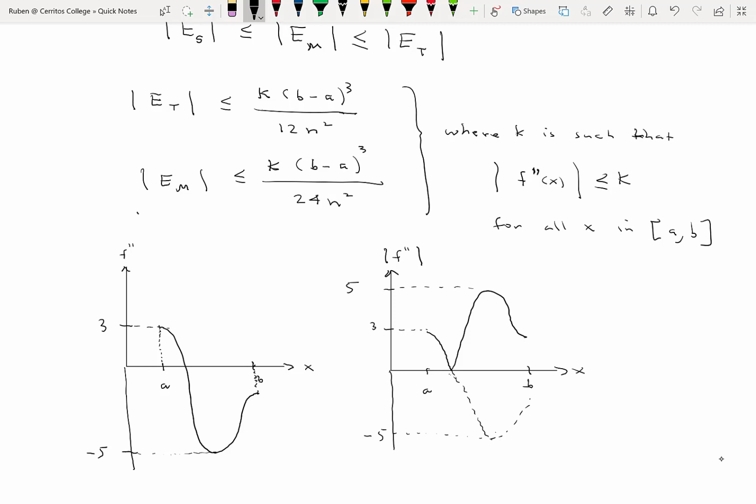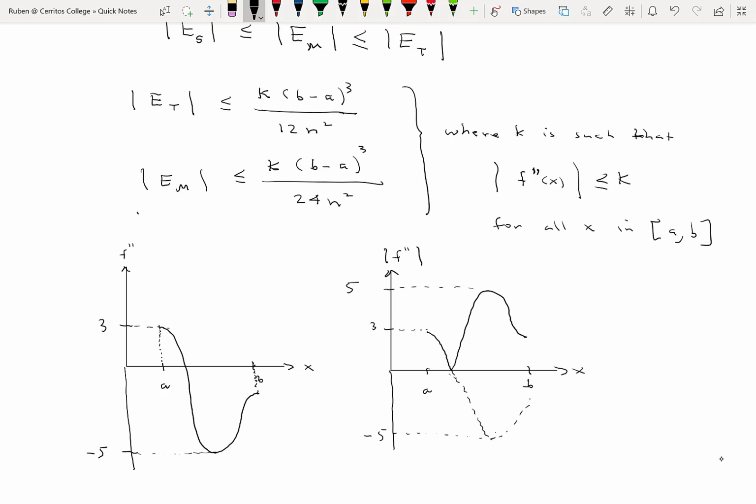Well, in this case, it's a common mistake for students to say, oh, the second derivative is always less than 3. And that's true. The second derivative is always less than or equal to 3. But that's not a viable value for k. k isn't obtained by finding the maximum value of the second derivative. k considers the absolute value of the second derivative.